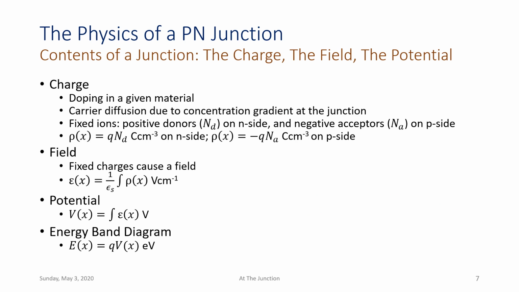So let us explore the role played by each of the contents of a junction. When we dope a semiconductor p-type on one side and n-type on the other side, there is a carrier concentration gradient that forms. And because of this, the carriers diffuse towards each other. At the point where they meet, they cross over and recombine.